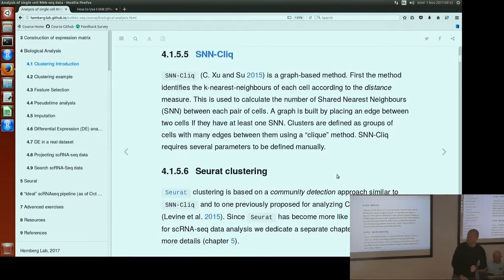The next one is SNN-Cliq. This is also quite old, but that was probably the first graph-based algorithm for single-cell RNA-seq data. In this algorithm, the graph is constructed from your data, and then they calculate the number of shared nearest neighbors in the graph, and then they also define the clique variable here. I don't know all the details. If you're interested, you can go to the paper and have a look at it.